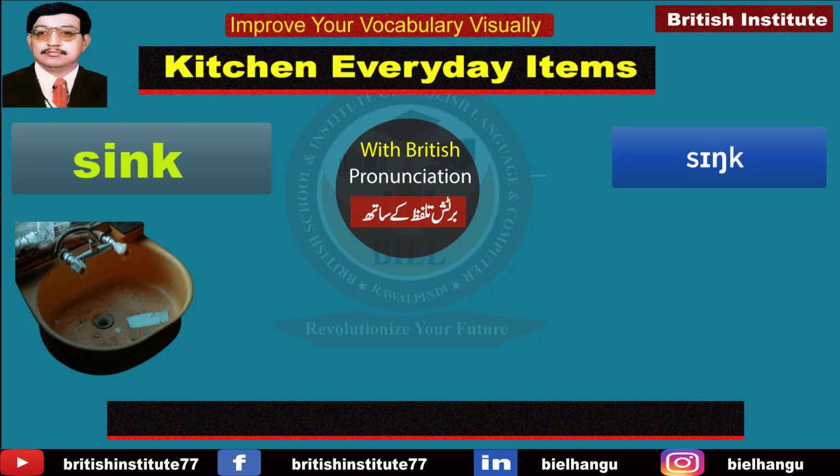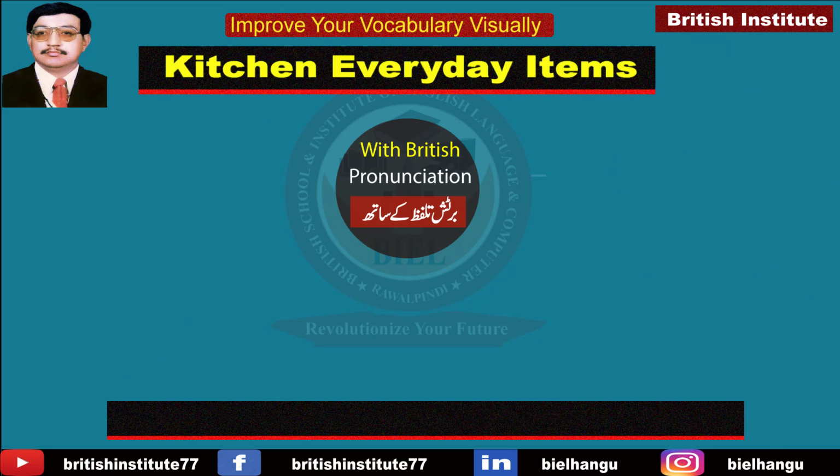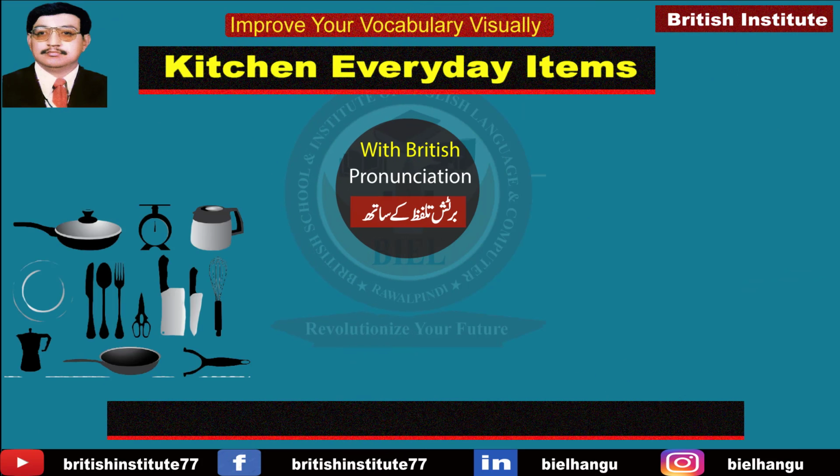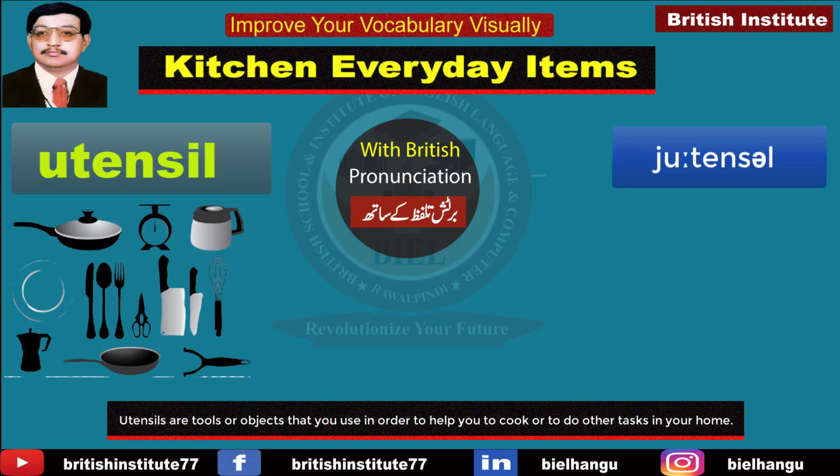Sink. A sink is a large fixed container in a kitchen, with taps to supply water. It is mainly used for washing dishes. Utensil. Utensils are tools or objects that you use in order to help you to cook or to do other tasks in your home.